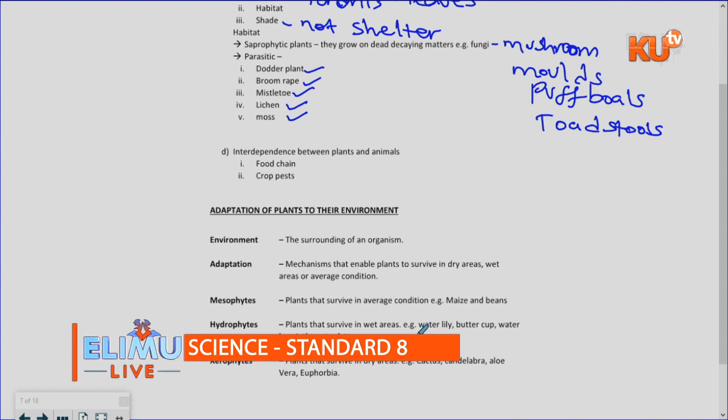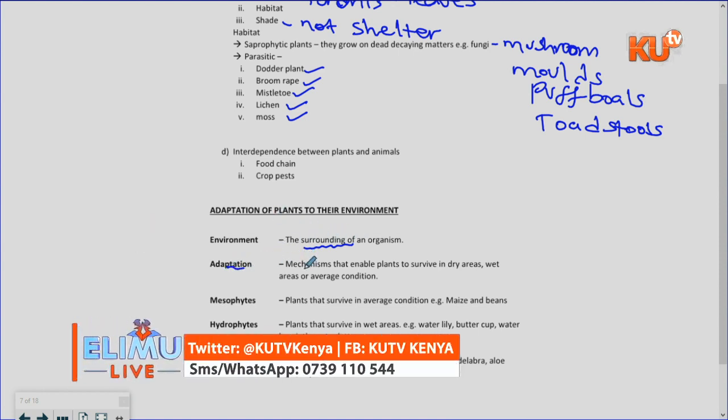So let's look at adaptations of plants to the environment. I start by defining the environment, which is usually the surrounding of an organism. So how do you define an environment? Environment is the surrounding of an organism. Take note of that word, surrounding. Adaptations we also have to define. What are adaptations? These are mechanisms that enable plants to survive, and to survive in different areas.